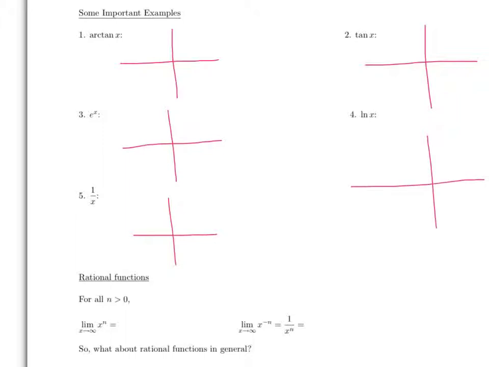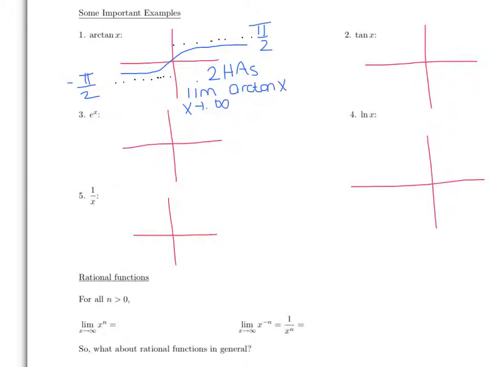So we'll start with arctan of x, a function that many of you may not remember exactly what it looks like, but remember it's just tangent of x turned on its side. If I was going to draw it, it would look something like this. It's that piece of tangent of x that's between pi over 2 and negative pi over 2. So this is pi over 2, and this is negative pi over 2. This is an example of a function that has two horizontal asymptotes, because the limit as x goes to negative infinity of arctan is equal to negative pi over 2, and as it goes to positive infinity, we get pi over 2.